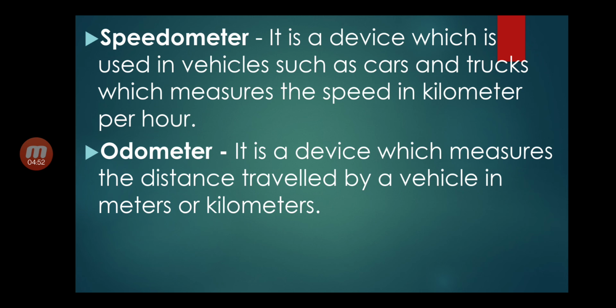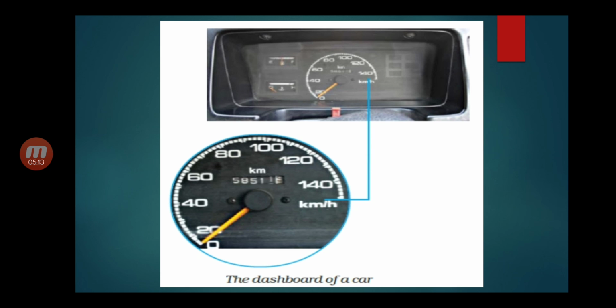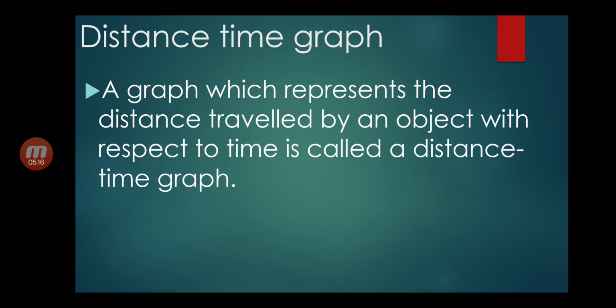Now, speedometer. It is a device which is used in vehicles such as cars and trucks which measures the speed in kilometer per hour. Odometer. It is a device which measures the distance travelled by a vehicle in meters or kilometers. Distance time graph. A graph which represents the distance travelled by an object with respect to time is called a distance time graph.